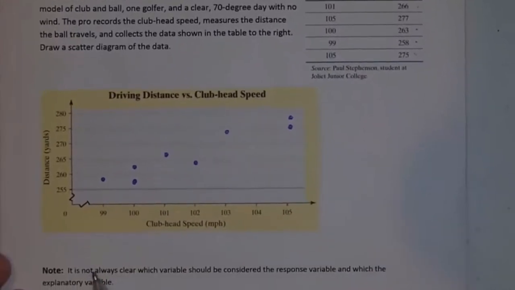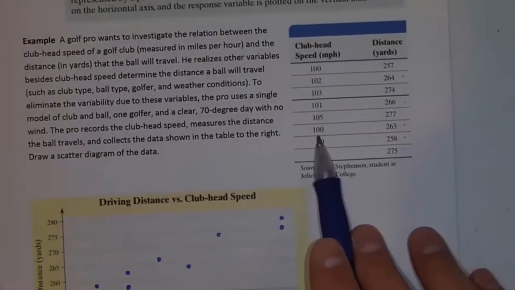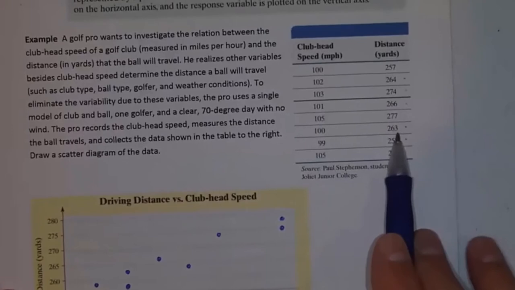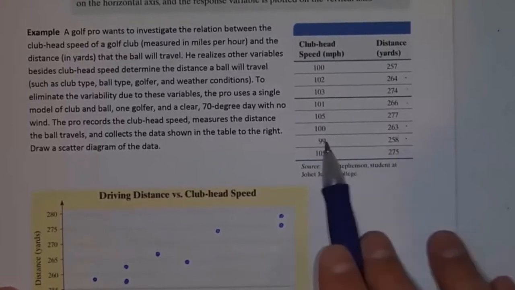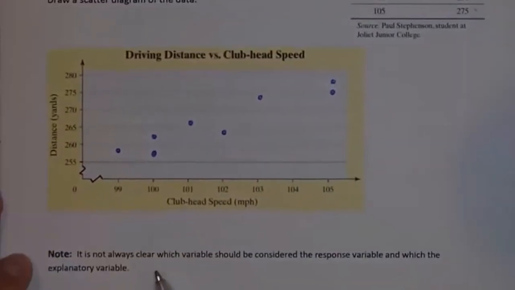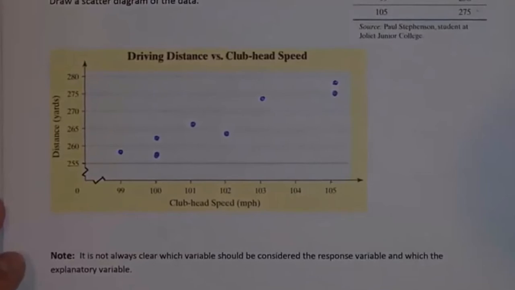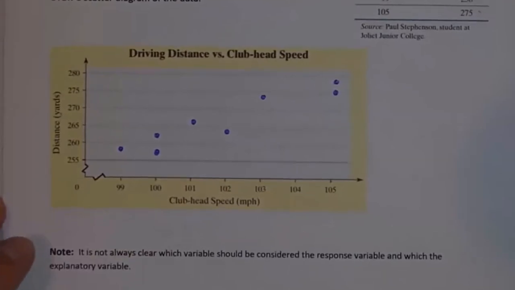So I do have a last note on this page. In this case, it's pretty obvious what the explanatory variable is and what the response variable is, based on the goal of the research. It's not always that clear. Sometimes it's not going to be clear which variable should be considered the response variable versus the explanatory variable. So if that's the case, we will just have to choose one of them to be the explanatory variable and the other to be the response variable if we're looking for a relationship.